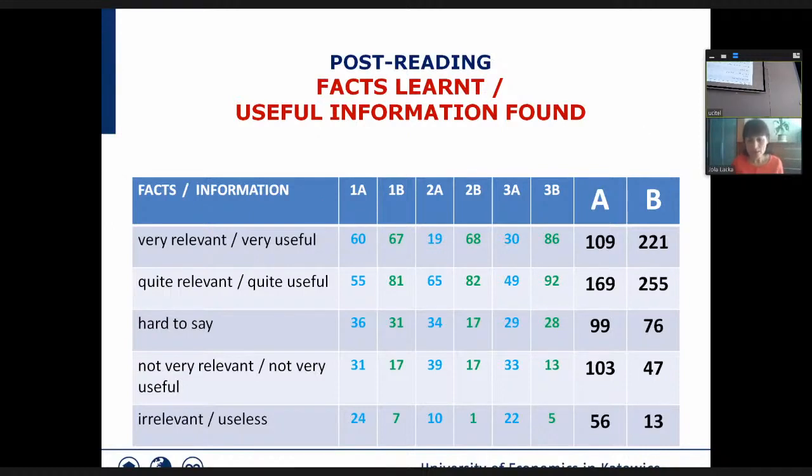fundamentals of, basics of. And even more interestingly, the number of facts or pieces of information that students classified as not very useful or useless or irrelevant prevails in the texts from the course book. Okay.